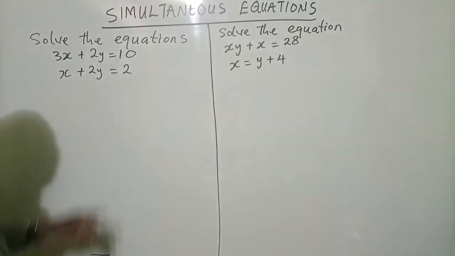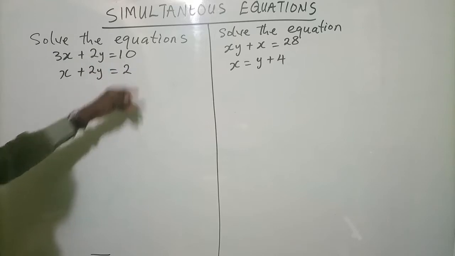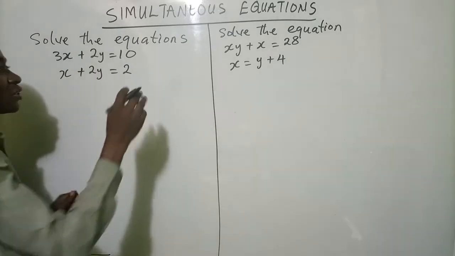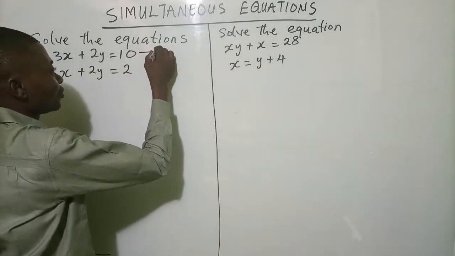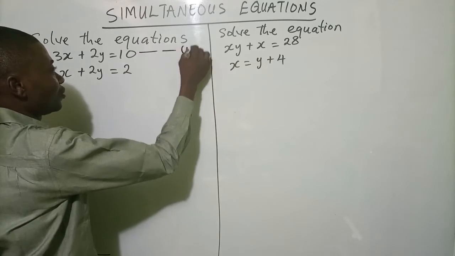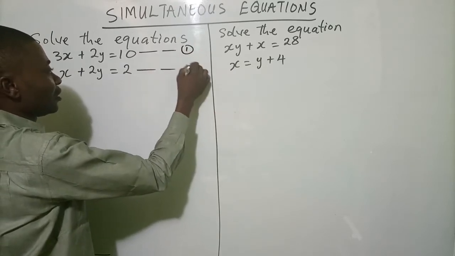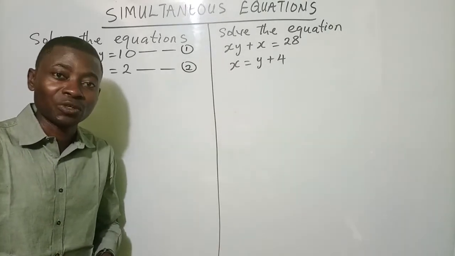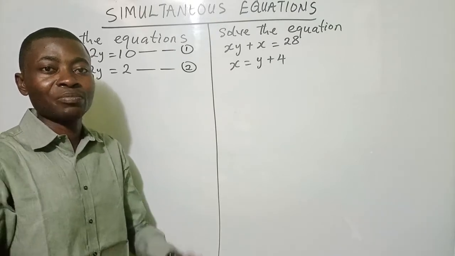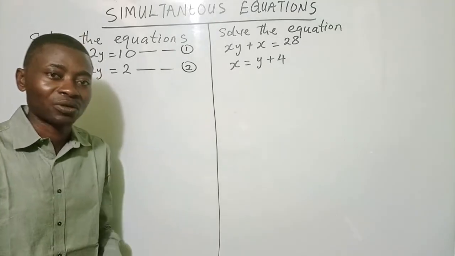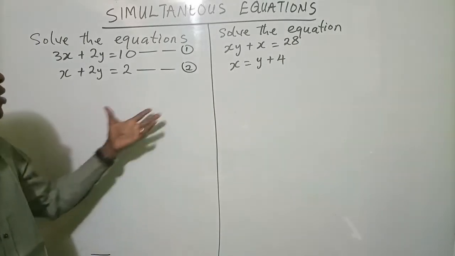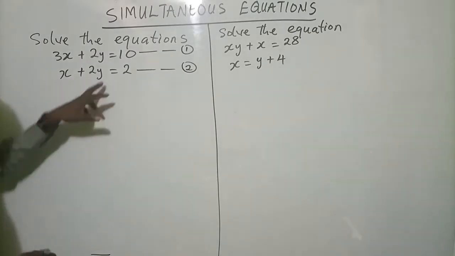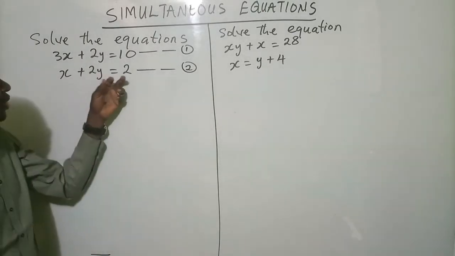One of them is 3x plus 2y equals 10 and x plus 2y equals 2. So the first thing you do is to name your equation. We'll call this equation 1 and this equation 2. Now we have two methods in solving simultaneous equations, either the elimination method or the substitution method. We'll try to apply the two methods in answering this question. First, I'm going to use the elimination method.